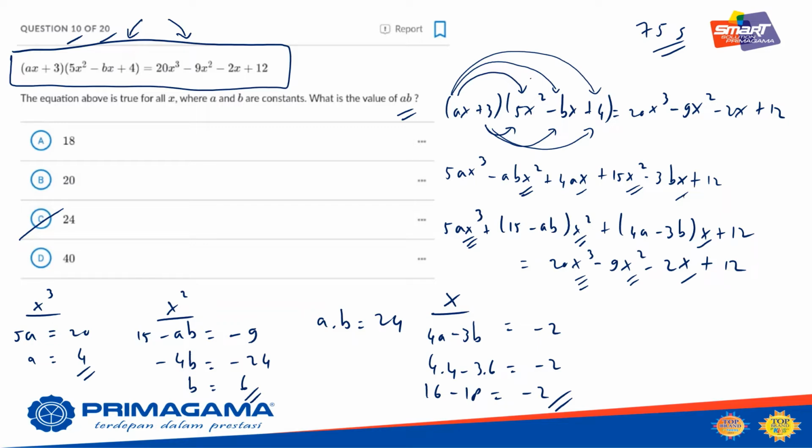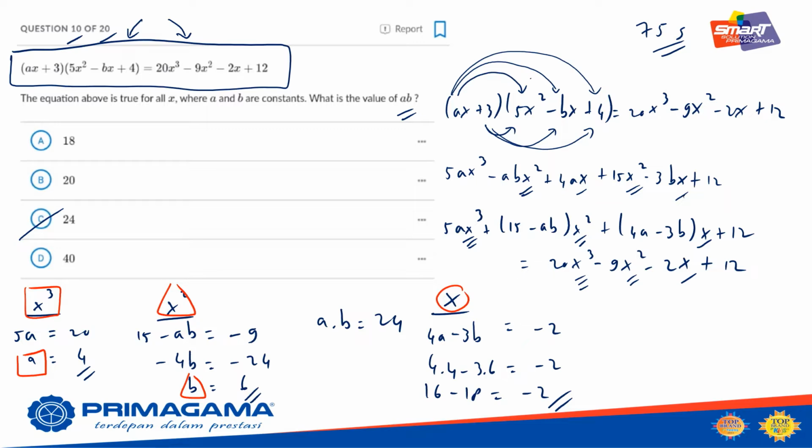So this is the normal way, and let's try to view the question from a different angle, especially on how we answer it. We get a by comparing the coefficient of x³. We get b by comparing the coefficient of x². And if needed, we can also try to compare the coefficient of x.